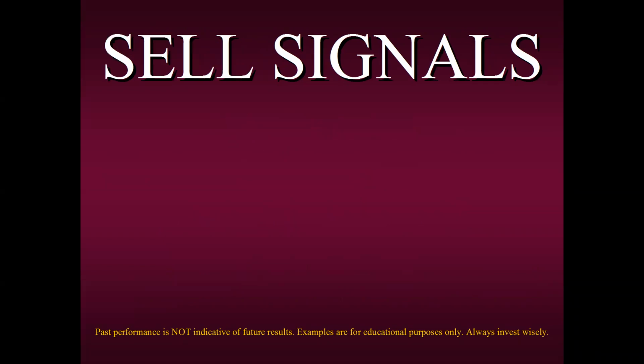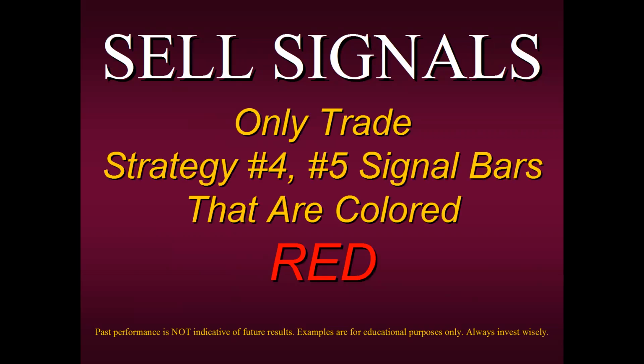Now, what if we get a sell signal? Well, it's the opposite. If you get a sell signal in strategy 4 or 5, you'll see a red arrow above the bar. Only trade strategy 4 and 5 signal bars that are colored red. Okay, it could be an up day. It still needs to be colored red. Okay, let me share with you what I mean here.